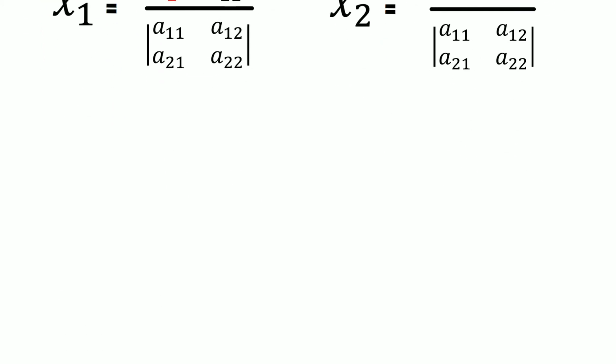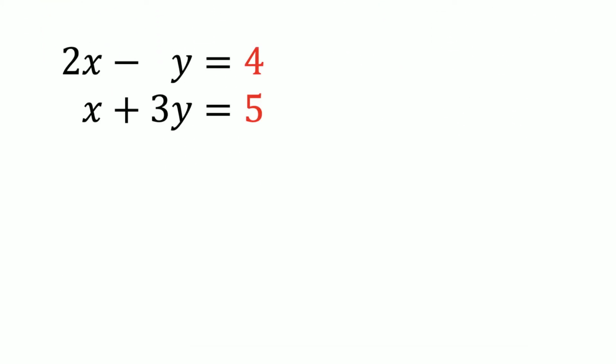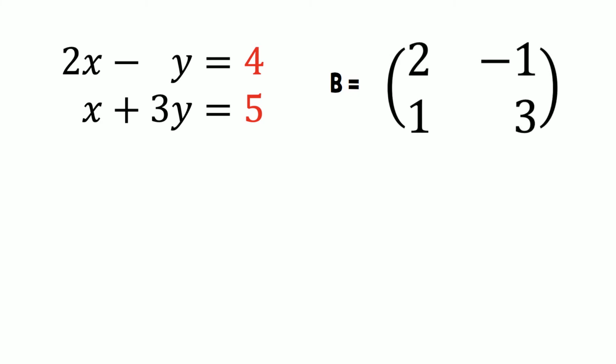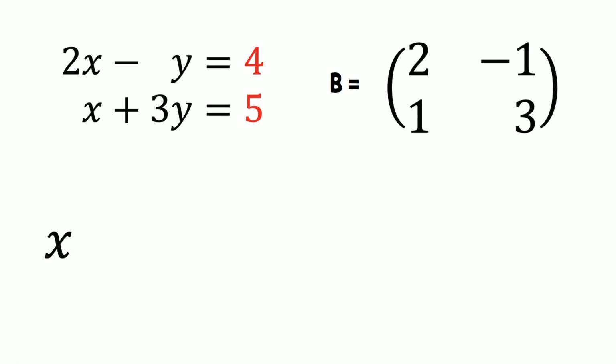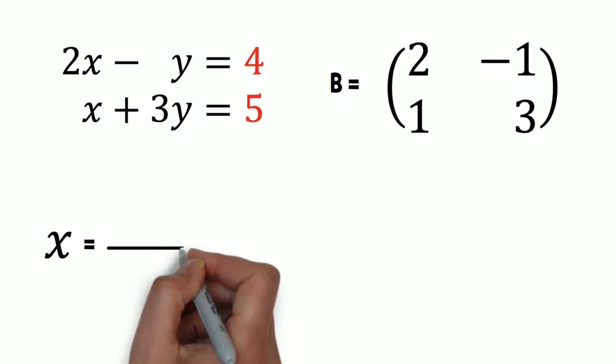solve a numerical example. On your screen you can see the system of equations 2x minus y is 4 and x plus 3y is 5, as well as the corresponding matrix consisting of entries 2, minus 1, 1 and 3. We call this matrix B. Let's first calculate x. The first thing we do is draw the division sign.